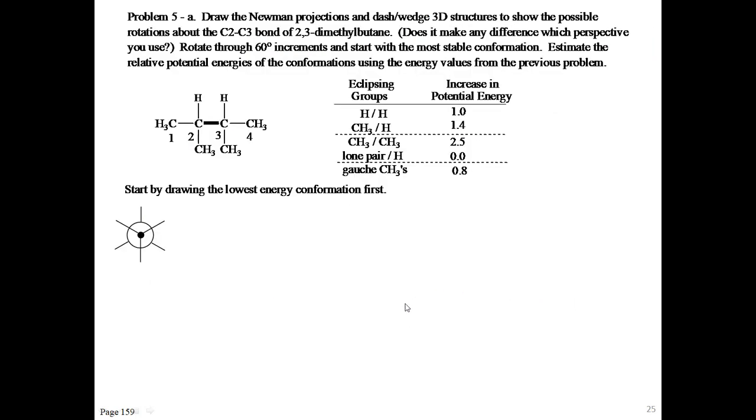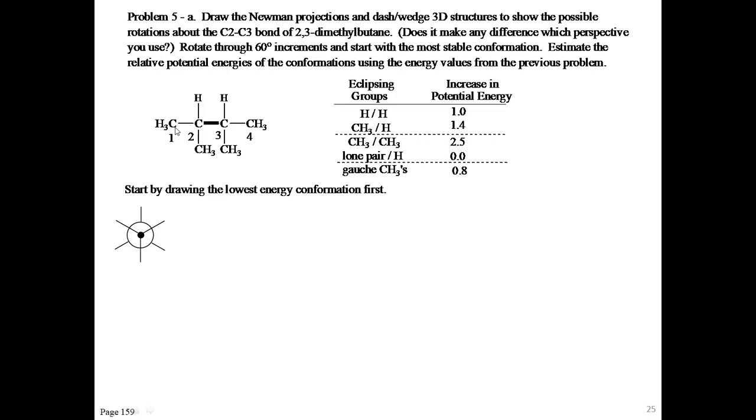So let's take a look at a new molecule, and then we're going to try and calculate all these energies. This is our little energy table that we have. First we have to decide how to draw our Newman projection. I'm saying use C2-C3. The name I wrote here is 2,3-dimethylbutane.